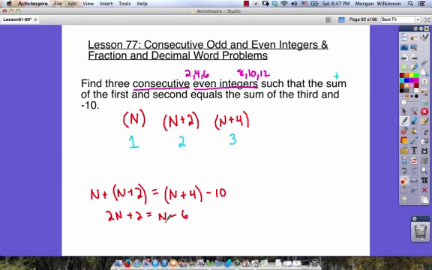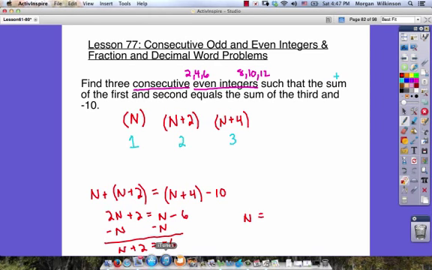Then we'll continue. Let's subtract n from both sides. We're going to be left with n plus 2 is equal to negative 6. We'll subtract 2 on both sides, so negative 6 minus 2 more is going to equal negative 8. So here's our n. n is equal to negative 8.